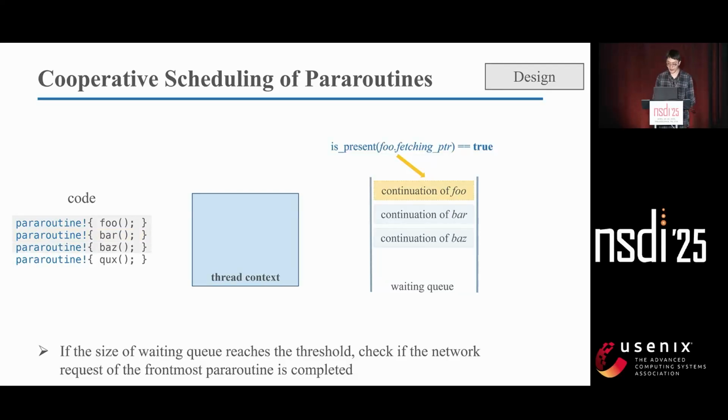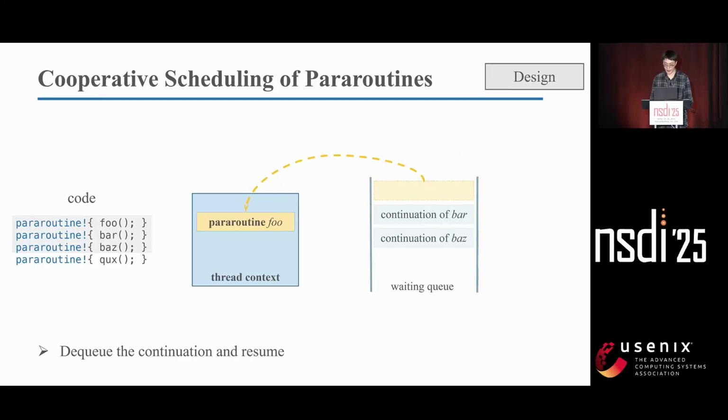If the size of the waiting queue reaches the threshold, the scheduler checks whether the network request of the front pararoutine is completed, and if so, it will dequeue the continuation and resume the pararoutine. The overhead for launching or switching a pararoutine is as low as 10 nanoseconds because it is lockless and introduces no inter-thread communication. And it enables Beehive to efficiently mitigate microsecond scale latency.